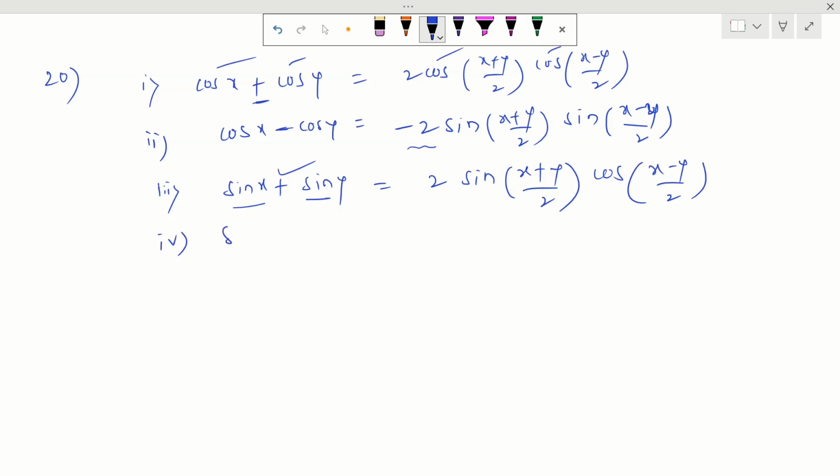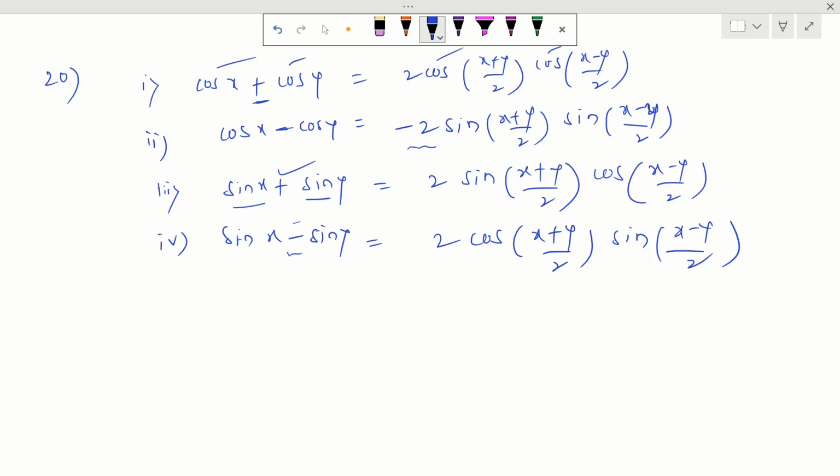Suppose for the fourth one, sin x minus sin y comes, then with minus, the first term is cos and the second term is sin. You just remember this formula. For cos plus, both terms will be cos, and when it is cos minus, both terms will be sine and it is minus. When it is sine plus, the first term is sine and the second term is cos. When sine minus, then it is cos first and then sine.